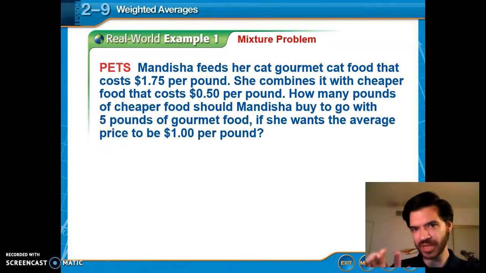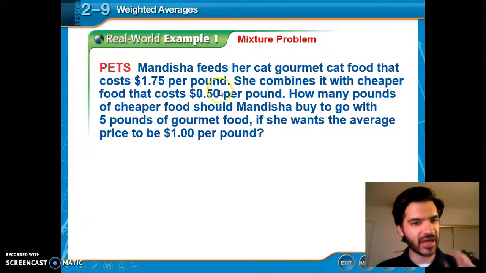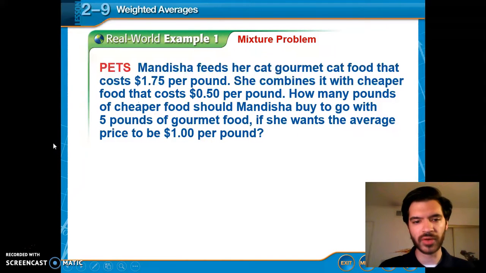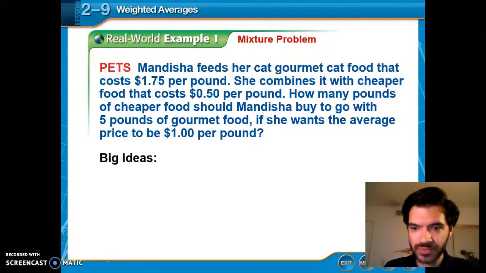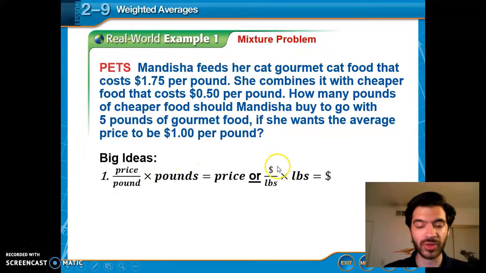She wants to use cheap cat food with gourmet cat food, mix it together so that it makes a nicer price, but not as cheap as the cheap cat food. Does that make sense? Okay, so the first thing we need to look at are some big ideas. Big idea number one, the price per pound. Price per pound times the number of pounds will give us price, or in symbols, dollars over pounds times pounds will give us dollars.